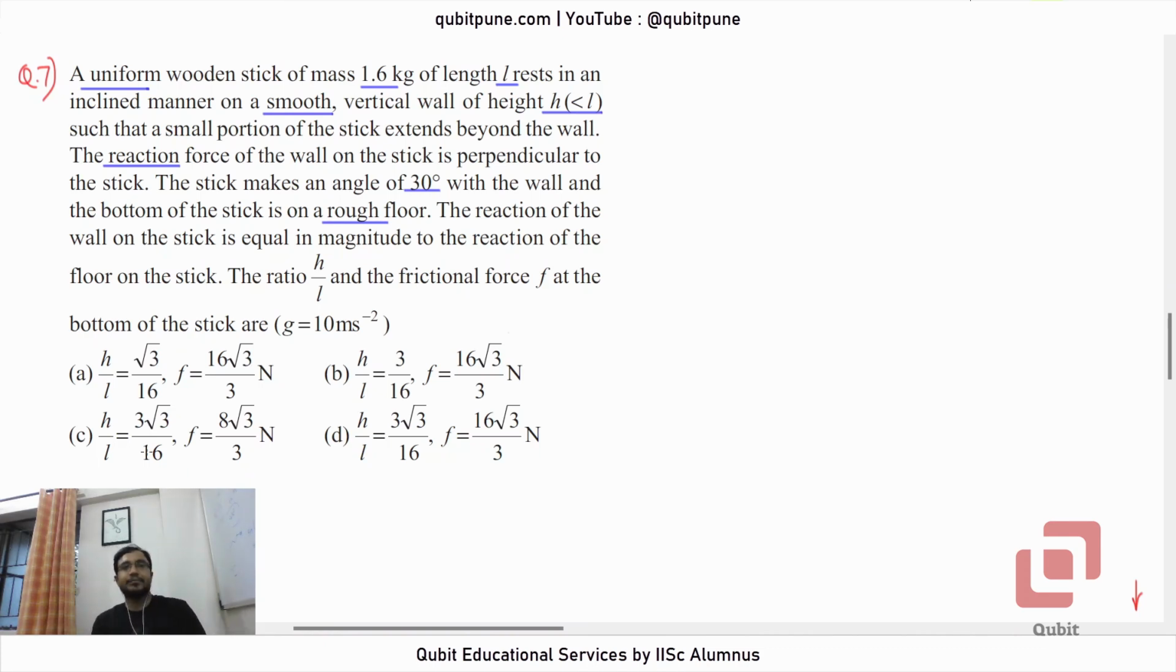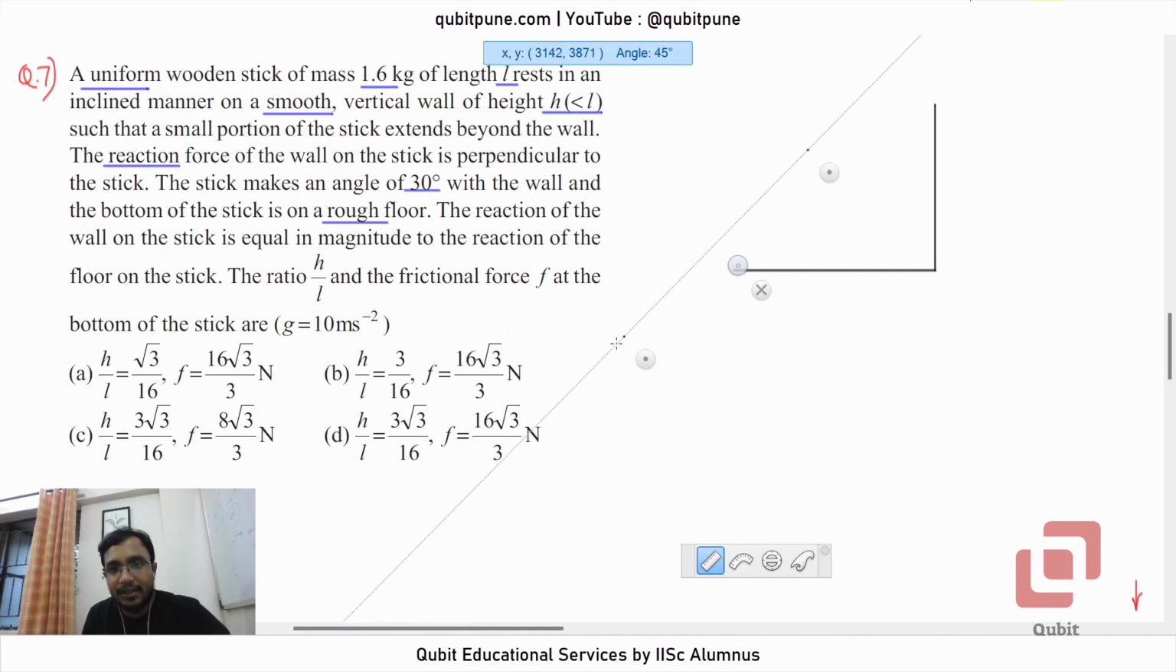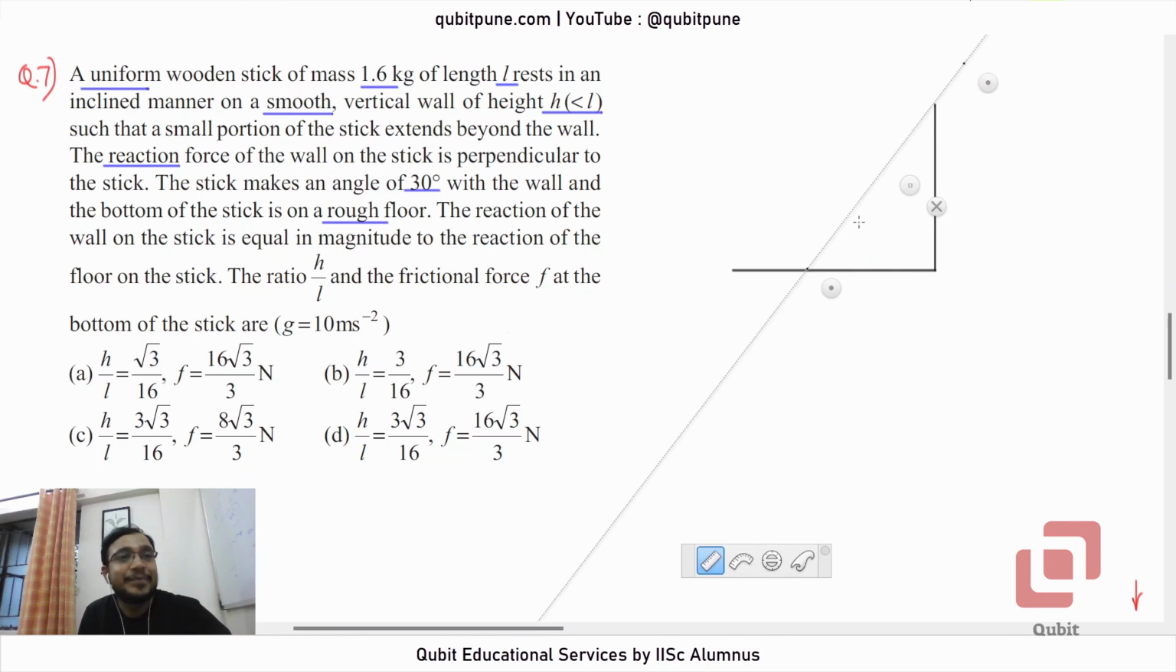Okay, let's read the problem again. There is a ladder or a stick that rests in an inclined manner on a smooth vertical wall, height h less than L. A small portion of the stick extends beyond the wall. So suppose this is the floor and this is the wall. There is this pole that rests on it, and some of its portion slightly extrudes. Let me show the stick in red. Let's keep the stick like this.